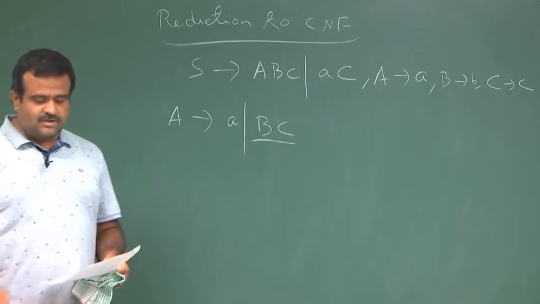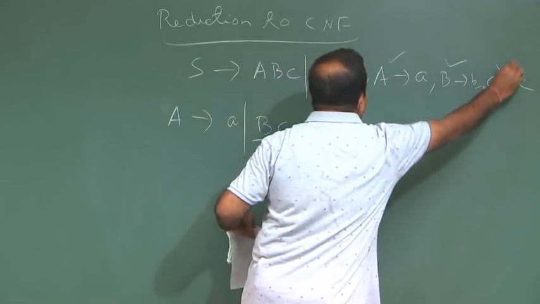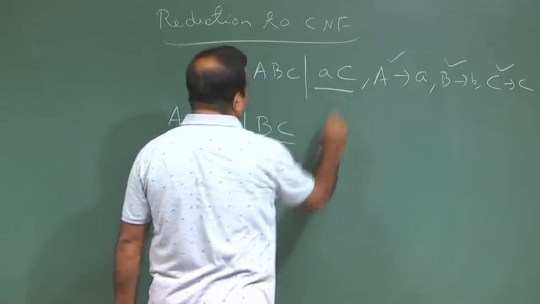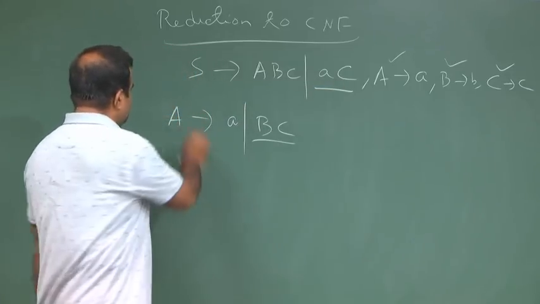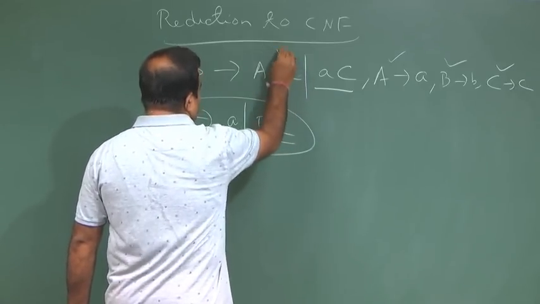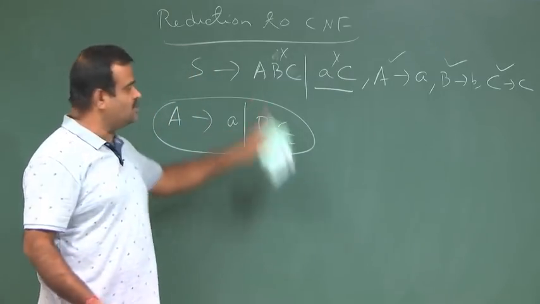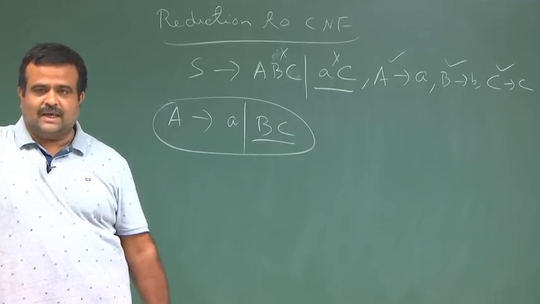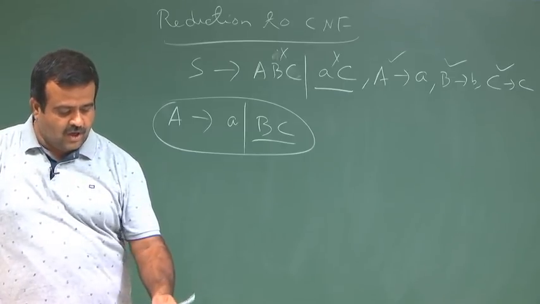So, this is the CNF normal form, but here this is okay, this is okay, this is okay, but this is not okay, because it consists of a terminal and a variable. So, that is not allowed in CNF. This one, with capital C, is also not okay. So, these two are not okay. We need to somehow convert these two into CNF with the help of some other variables. We are allowed to introduce other variables to do that. So, how to do that?